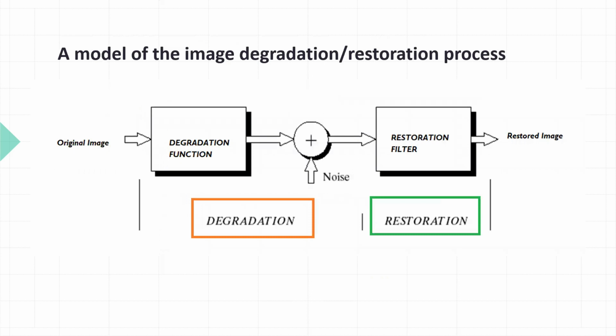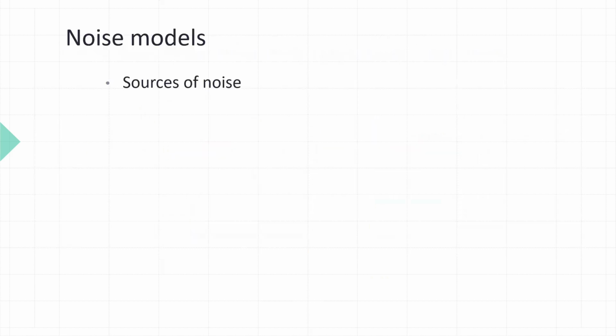This is the simplest of the diagrams, which helps us understand how the degradation and restoration process happens. Whenever you give the original image, look at that point there, the degradation function. The noise may be additive, and it has to be restored with a filter. Once we know what the noise is, we can restore the image.